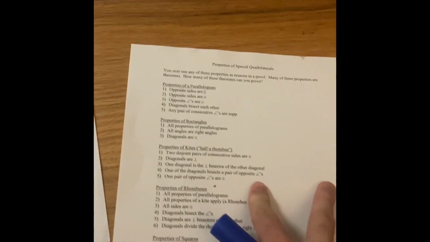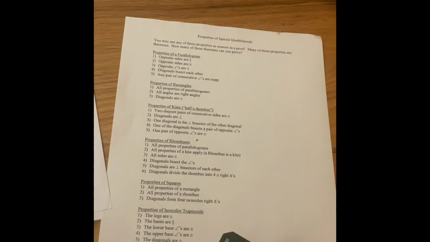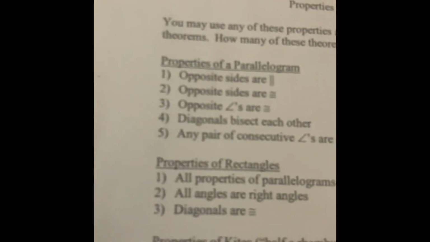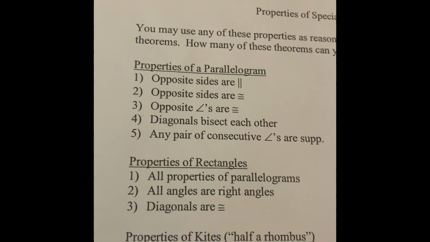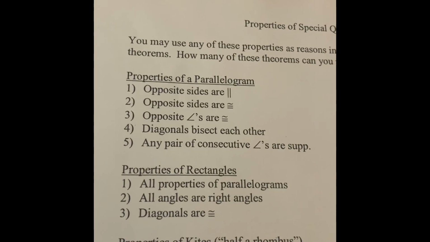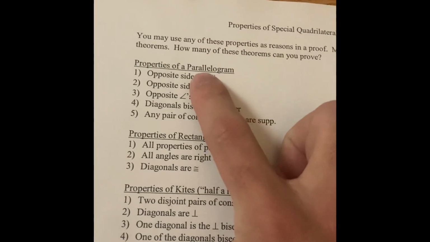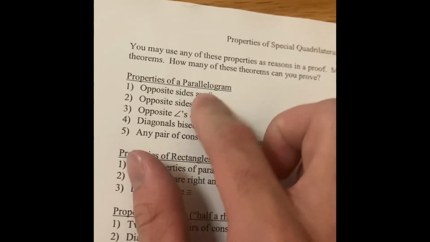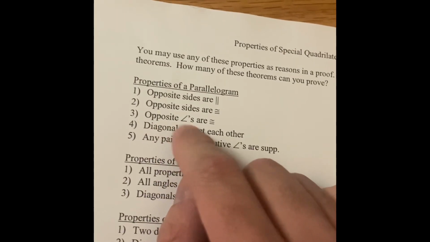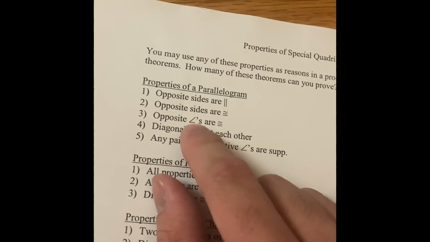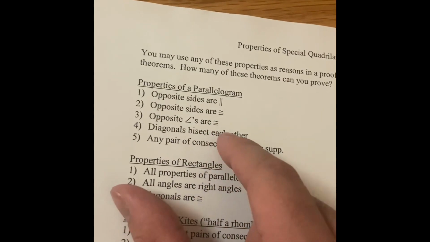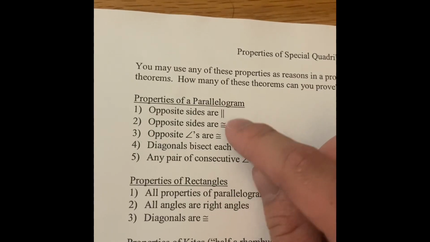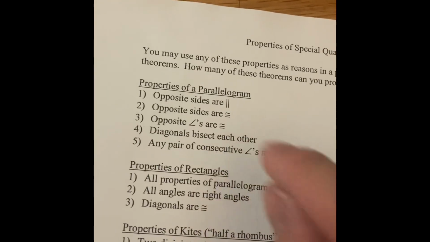So here are the different properties that we can prove as if we were proving something in a proof with shapes. Going back to what we learned about different shapes, these are, in a nutshell, all the different things that the shape has. Like properties of a parallelogram: opposite sides are parallel and congruent, opposite angles are congruent, diagonals bisect each other. So these are the proofs for a parallelogram, or what determine a parallelogram.